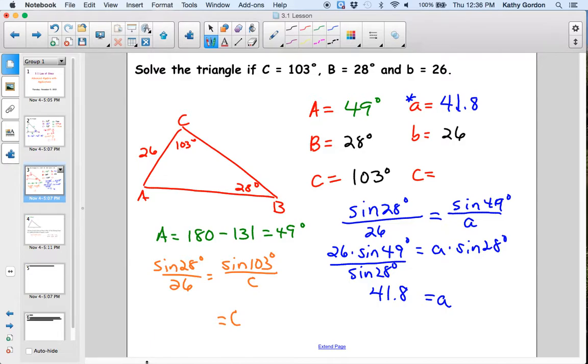Wait, somebody else do it and tell us which one's right. Oh, I rounded this sine 28. That's why. Yeah, keep it on your calculator. Don't round until the very end. So we want to keep these as accurate as possible.